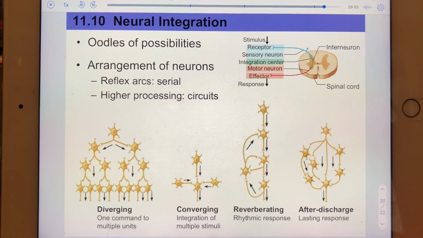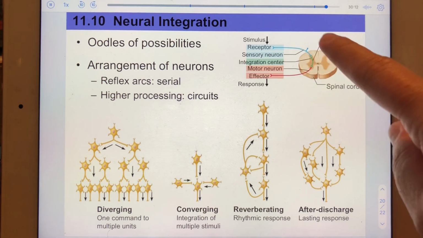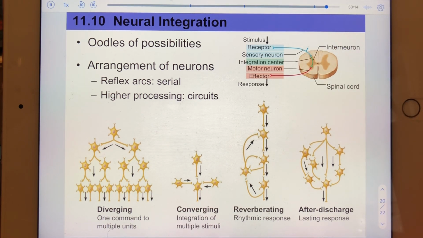A reflex arc, by the way, is usually a chain, okay, that includes a sensory neuron, an interneuron, and a motor neuron. Sometimes a reflex arc will link a sensory neuron directly to a motor neuron, but usually, or often I should say, there's an interneuron in between, okay? Whereas these diverging, converging, reverberating, after discharge, these are more complex circuits, okay?